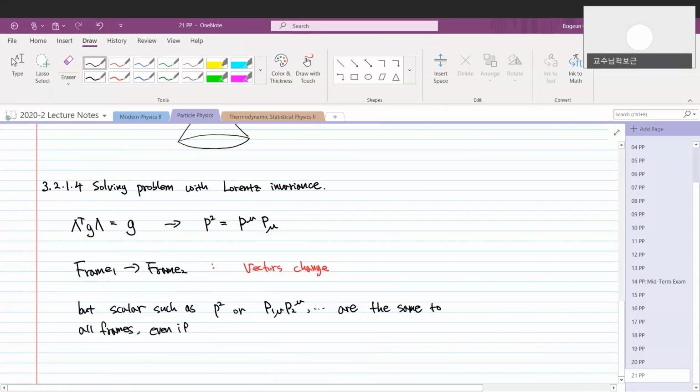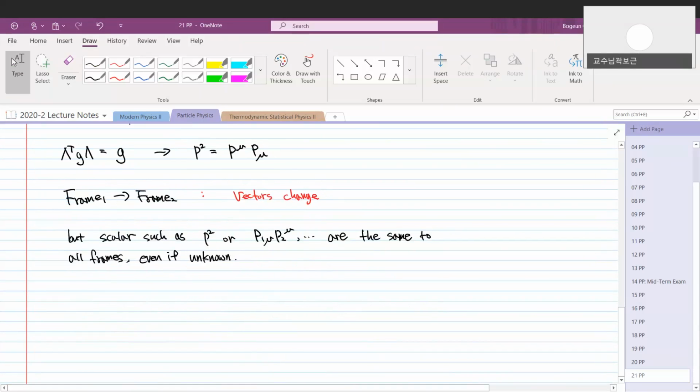Interestingly, this still holds even if we don't have information about an unknown frame. So Lorentz invariance is very important when we study physical quantities and try to make a problem simple.